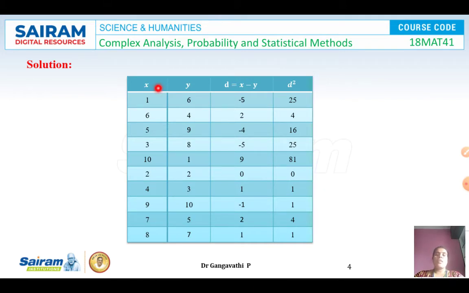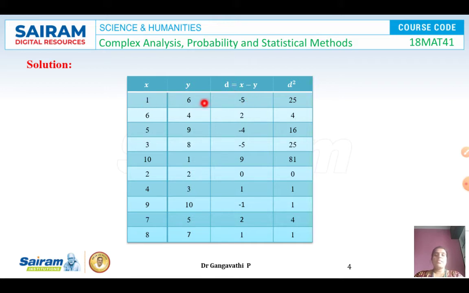The values of x given are 1, 6, 5, 3, 10, 2, 4, 9, 7 and 8. Similarly, the values of y, where judge 2 has rated the people, are 6, 4, 9, 8, 1, 2, 3, 10, 5 and 7. Now we have to find out d. D is x minus y.